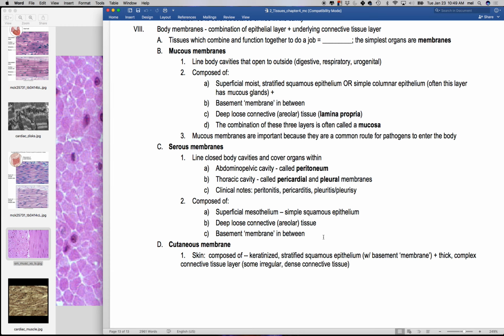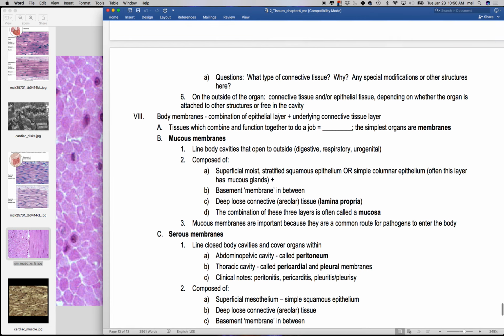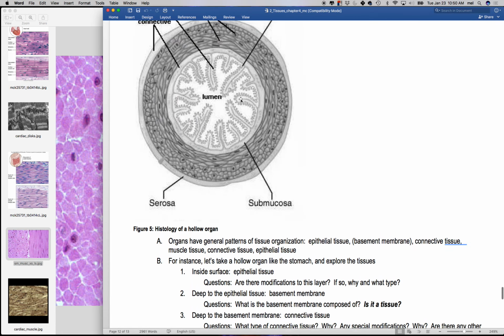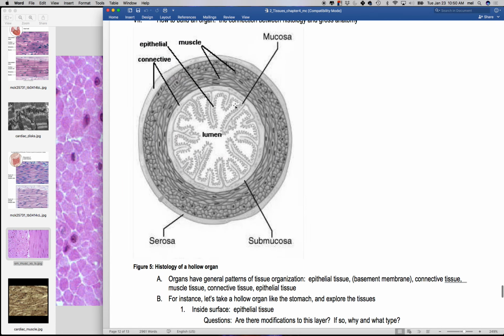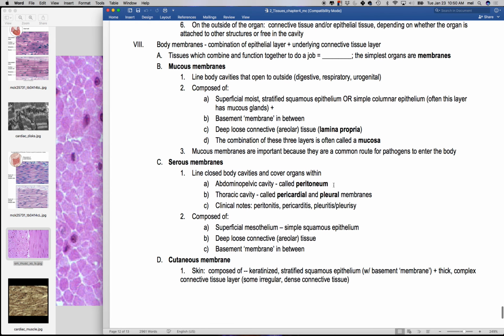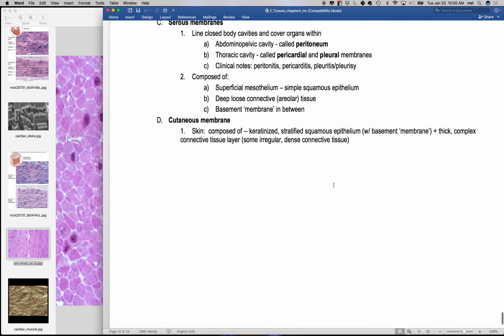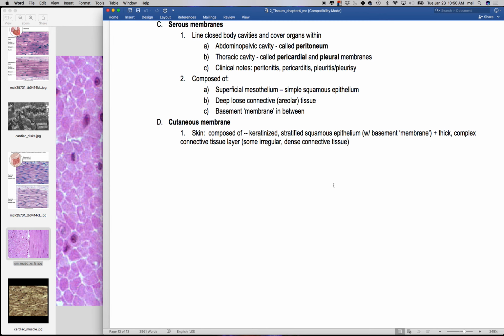And then by the way, the combination of these layers, you're going to see this every once in a while, so I'm just going to point this out. This epithelial tissue plus the connective tissue underneath it is often called a mucosa, which is another way of saying a mucous membrane. Okay. Now, last one is a serous membrane. So we met serous membranes before, and we know about their function. Now let's just put together what they're made of.